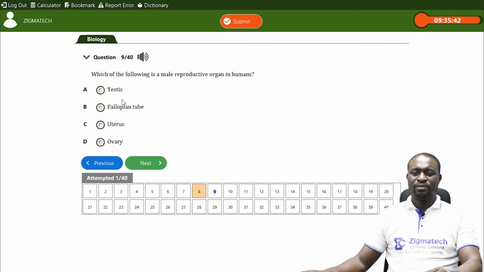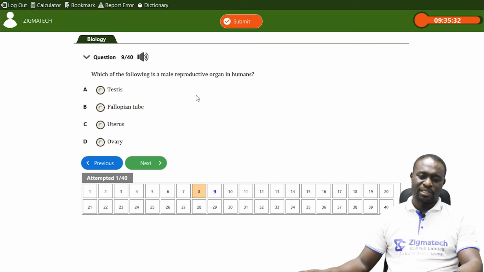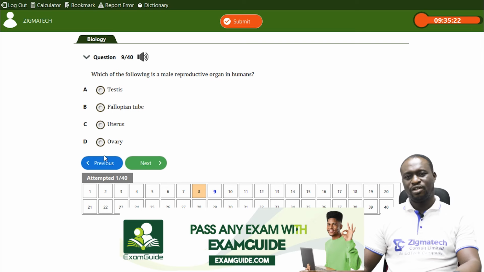Next is question 9: which of the following is a male reproductive organ in humans? A male reproductive organ in humans. Option A says testis. Option B says fallopian tube. Option C says the uterus. Option D says the ovary.